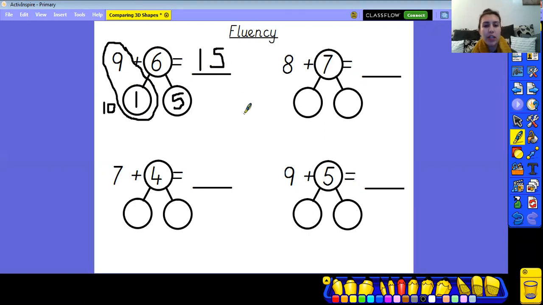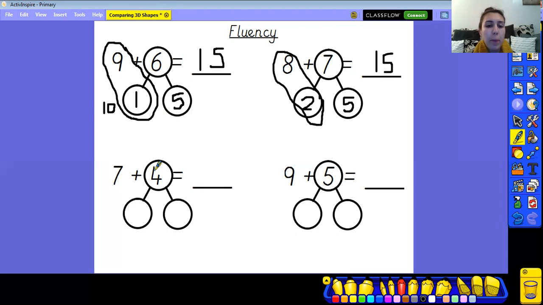If that one was a little bit tricky for you, why don't you have a go at pausing the video now, having a go at the rest, and then playing it again when you're ready. Everyone else who's ready, let's go through the rest of them then. So 8 plus 7, I'm going to partition my 7 into a 2 because 2 bonds with 8 to make 10, and then I've got 5 more left. So 8 plus 2 equals 10, 10 plus 5 equals 15.